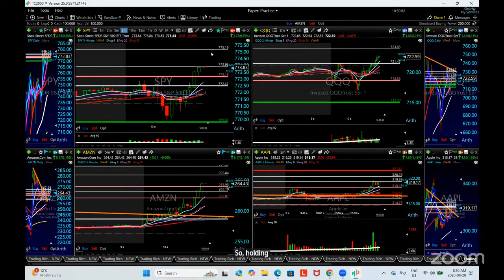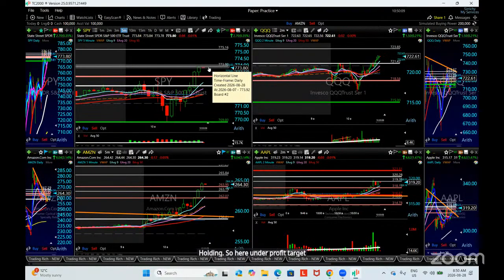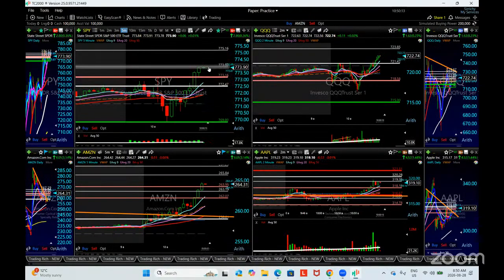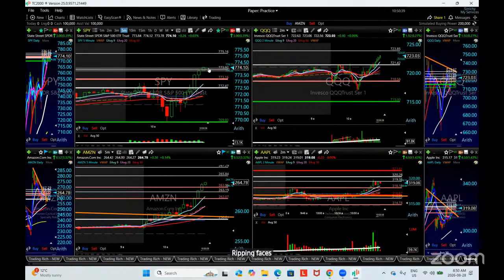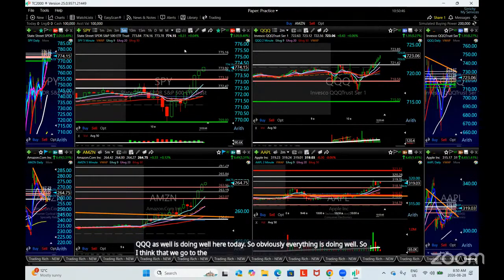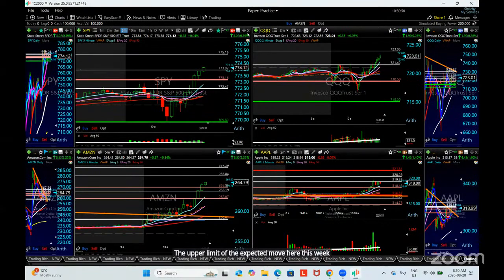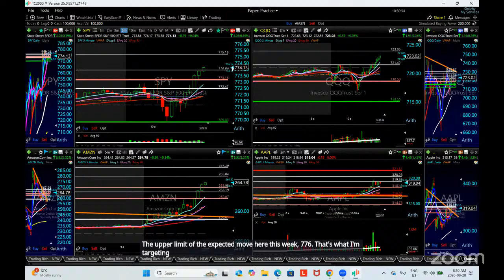So holding my SPY here. So here is another profit target. You can take some off. The 0DTE one is at 100 and something percent already. Ripping faces. QQQ as well is doing well here today. So obviously everything is doing well. So I think that we go to the upper limit of the expected move here this week, 776. That's what I'm targeting for SPY.